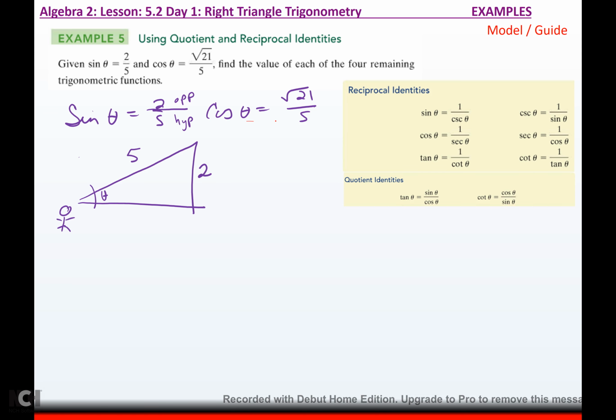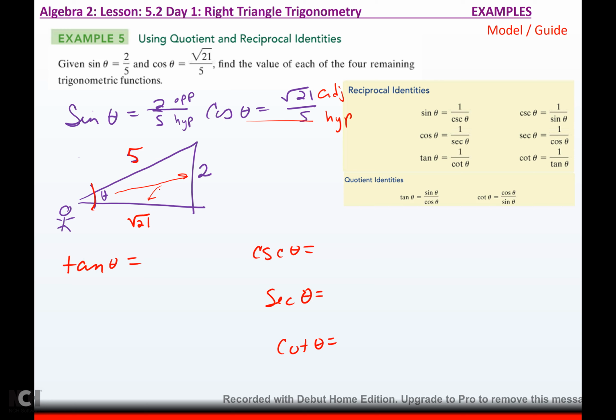And cosine is telling me that adjacent over hypotenuse is the square root of 21 over 5. So adjacent to theta is the square root of 21. And again, my hypotenuse is 5. So I've got sine, I've got cosine. They want tan theta, cosecant theta, secant theta, and cotan theta. Alright, well, tan is opposite over adjacent, so that's going to be 2 over the square root of 21.